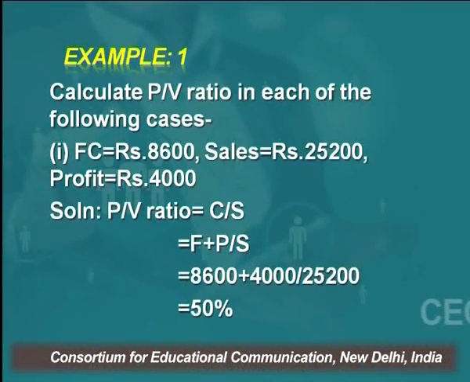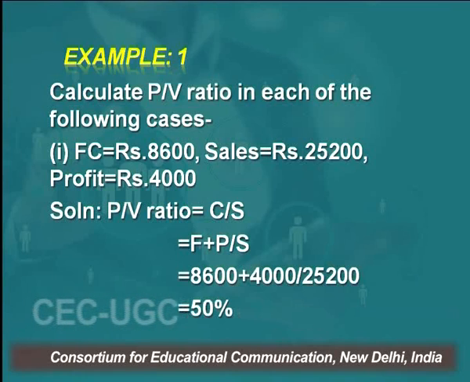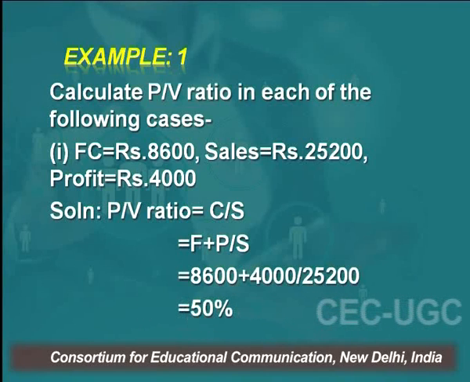Calculate PV ratio in each of the following cases. In this example I have taken 3 different cases, and in all these 3 cases we have to find out the PV ratio. As we discussed in our previous lecture on marginal costing, the PV ratio is also known as CS ratio. CS ratio means contribution to sales ratio.